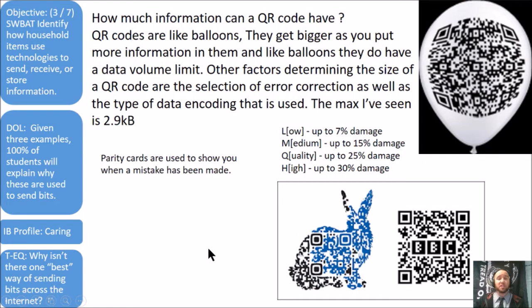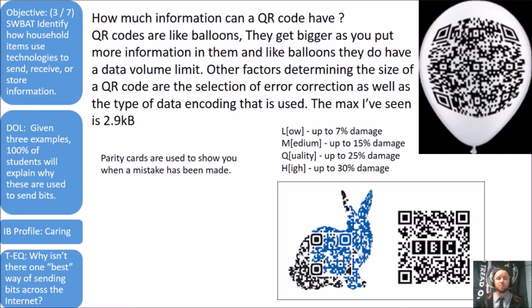How much information can a QR code have? Well, QR codes are like balloons. They get bigger as you put more information in them. And like balloons, they do have a data volume limit. Other factors determining the size of a QR code are the selection of error correction, as well as the type of data encoding that is used.